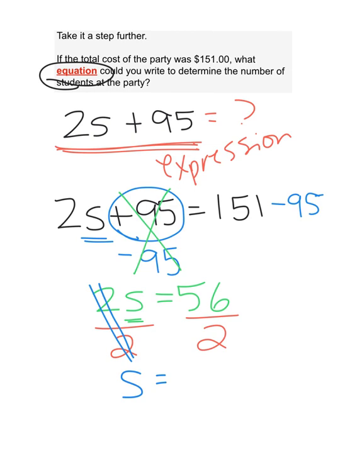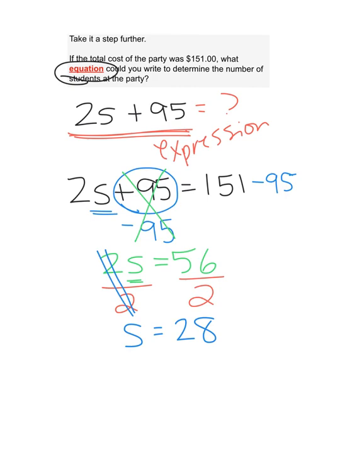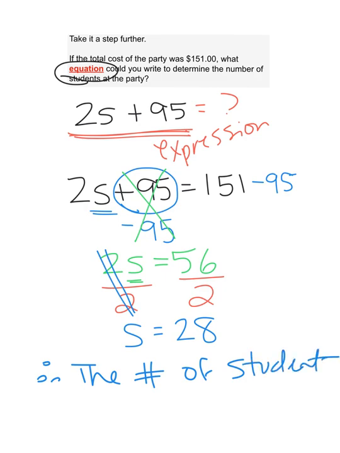So now if I divide 56 by 2, I find out what the value of s is. So my value for s is 28. So now we've solved for s, and s is the number of students that are coming, which is the question. So therefore, the number of students is 28.